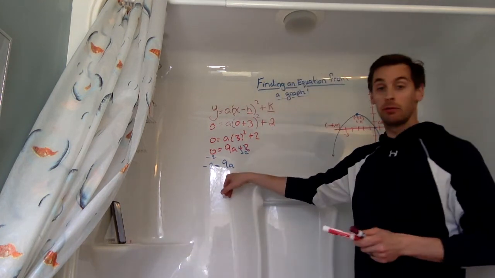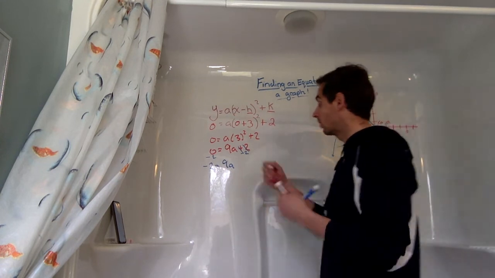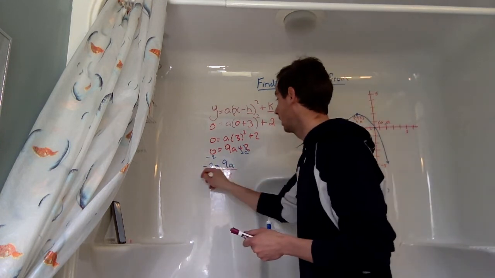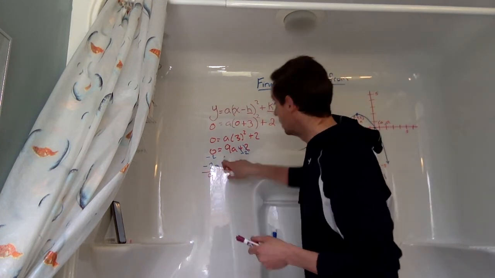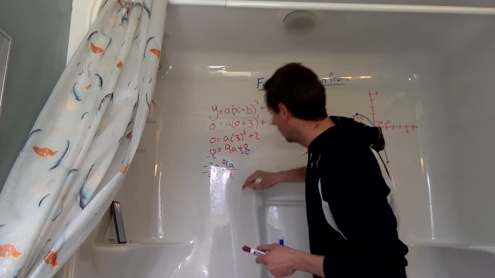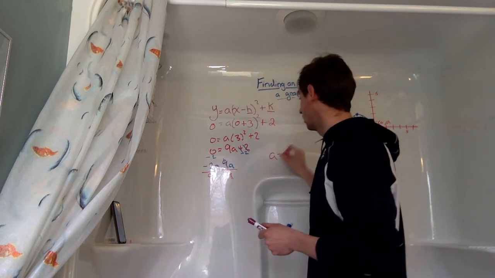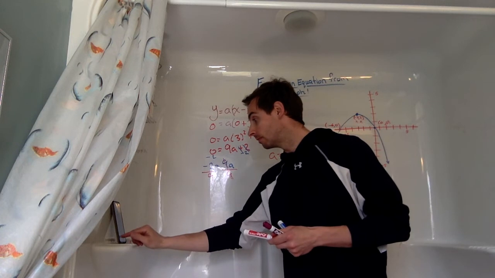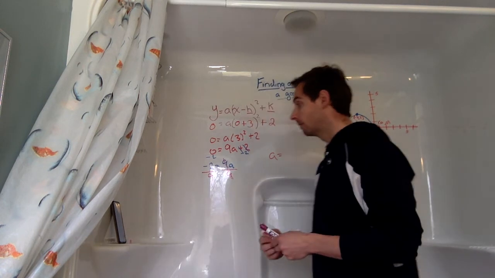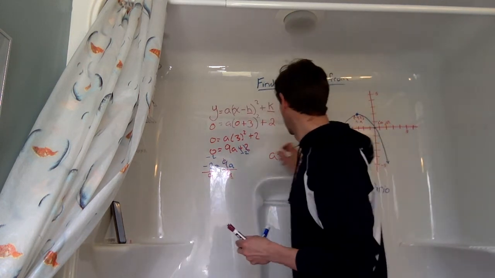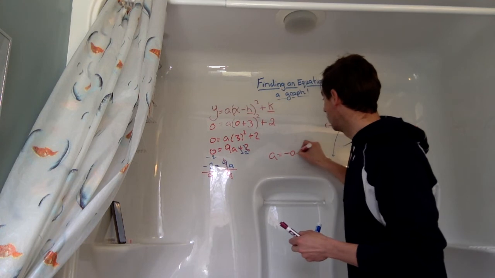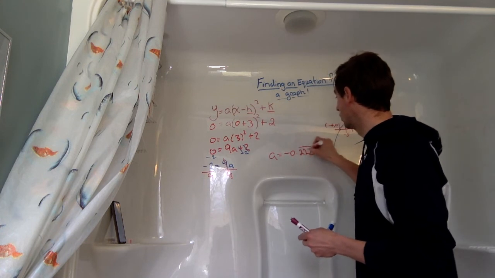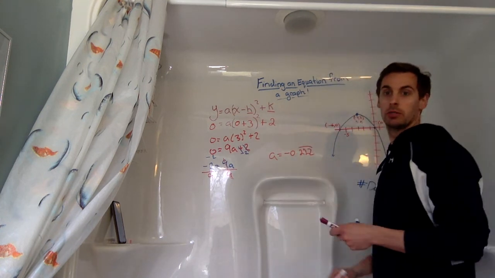Now we need to get rid of this 9. How we do that is we divide by 9 on both sides. These are going to cancel out and leave a all by itself. So now all I'm going to do is take my -2, divide by 9, and I end up with an answer of -0.222 repeated, and on and onwards it goes.